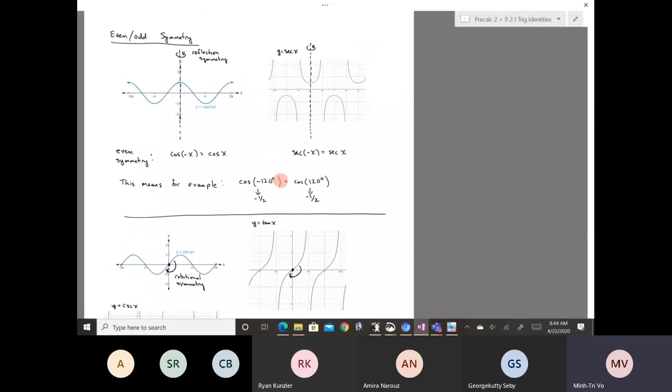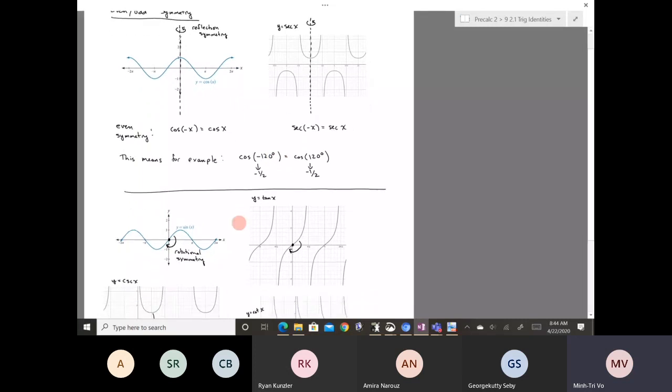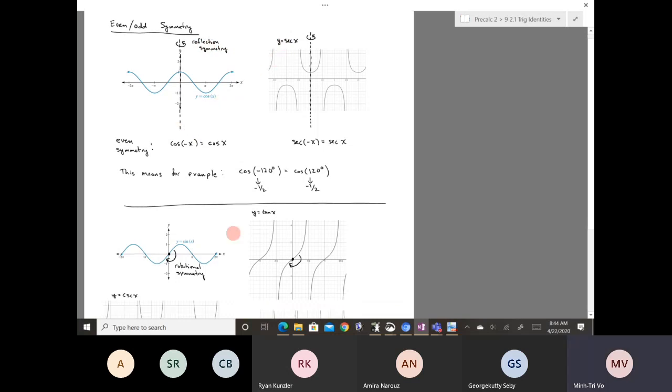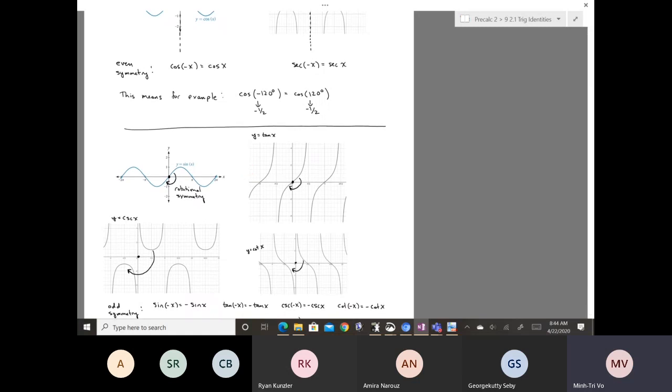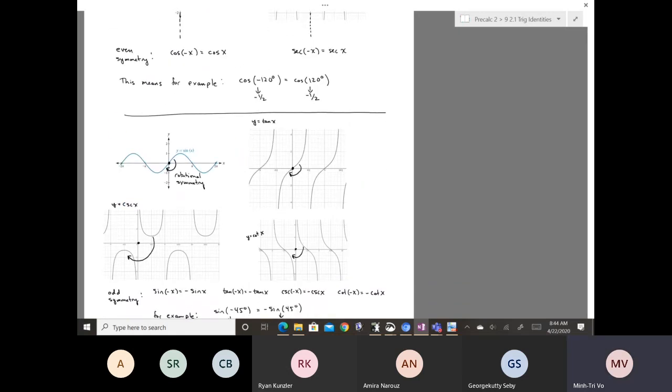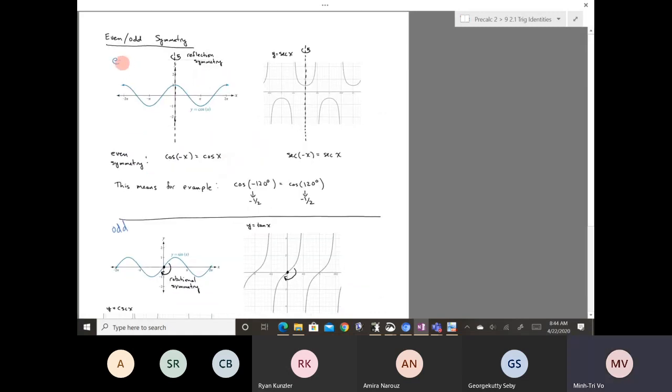Even and odd is referring to the symmetry of the function, right? So out of the 6 trig functions, cosine and secant are the 2 even functions, and the other 4 trig functions have the odd symmetry, right? So these are odd, and these are even.